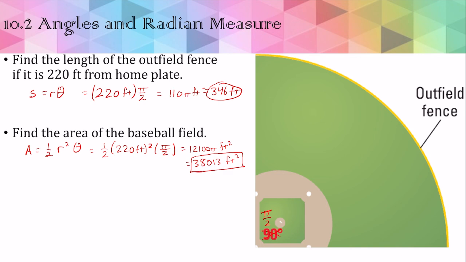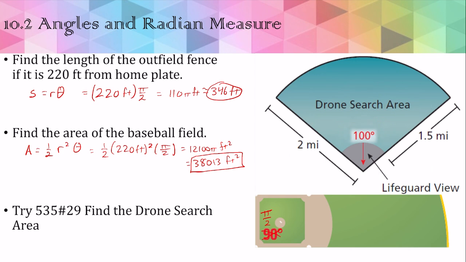Why don't you pause this and try number 29. Find the drone search area. It's an area, so you're going to use the area formula. Make sure you change the degrees to radians, and your final answer should be 1.53 square miles.